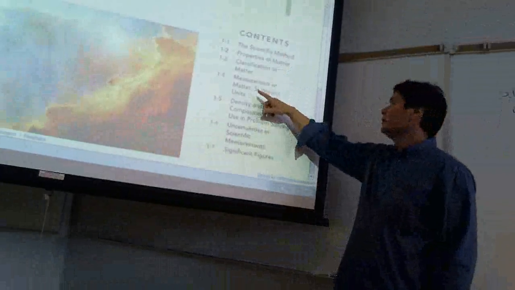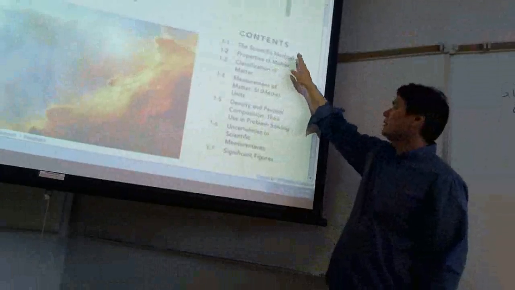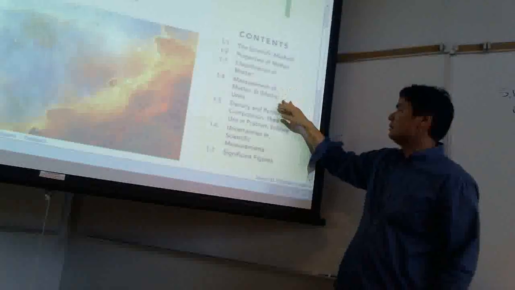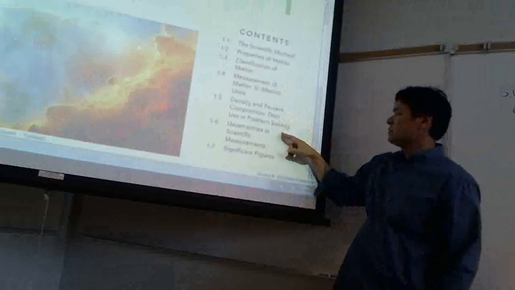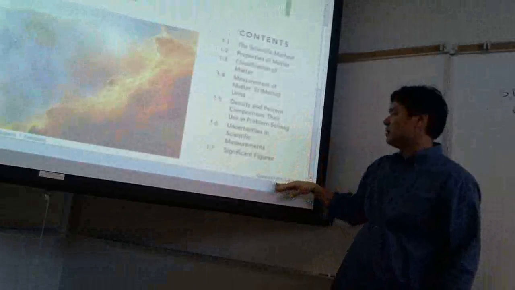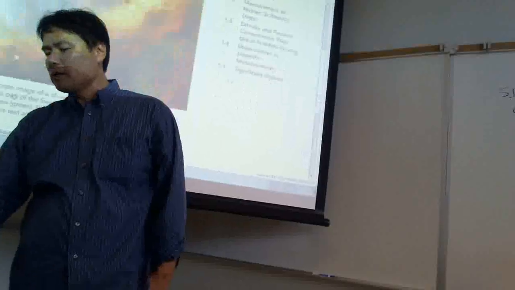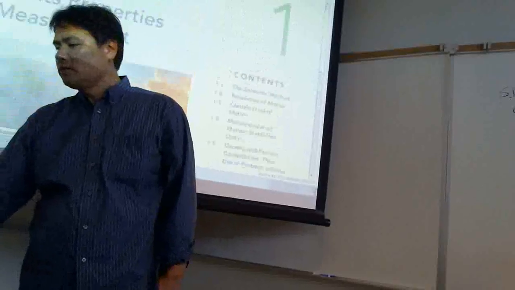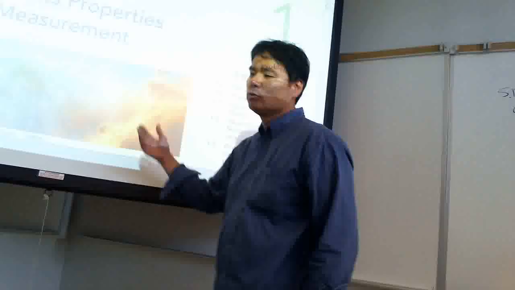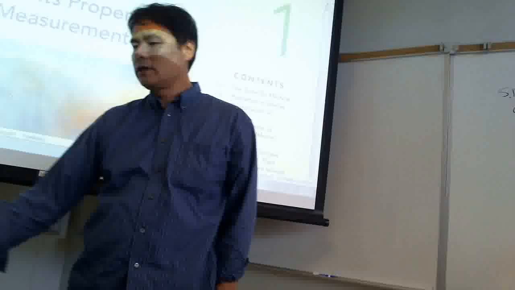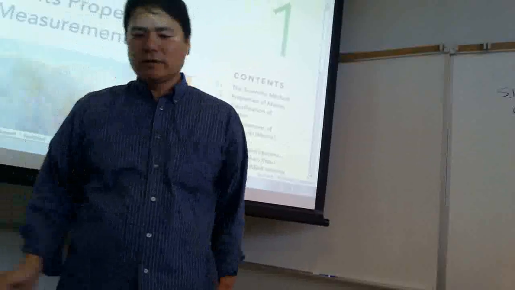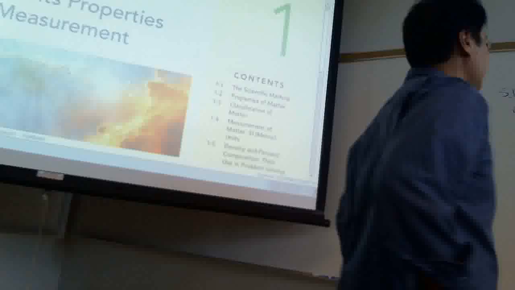All right, so we're going to talk about the scientific method, matter, classification of matter, measurement, density, percent, uncertainty, significant figures, and also problem solving. There's a lot of dimensional analysis problem solving in Chapter 1, so we're going to review through that. And so let's start off with the first topic, scientific method.